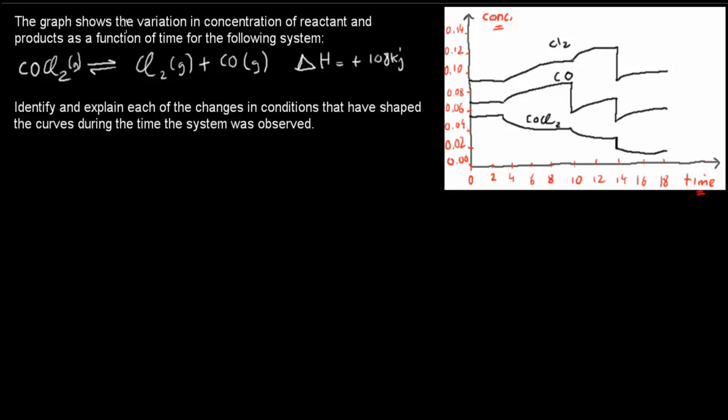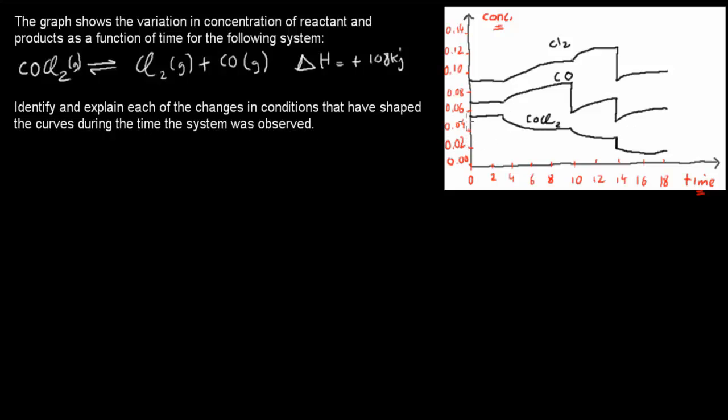The graph shows the variation in concentrations of reactants and products as a function of time for the following systems. We've got carbon oxide dichloride, which is a gas, goes into chlorine gas and carbon monoxide gas, and it's an endothermic reaction. Identify and explain each of the changes in conditions that have shaped the curves during the time the system was observed. And this is the graph.